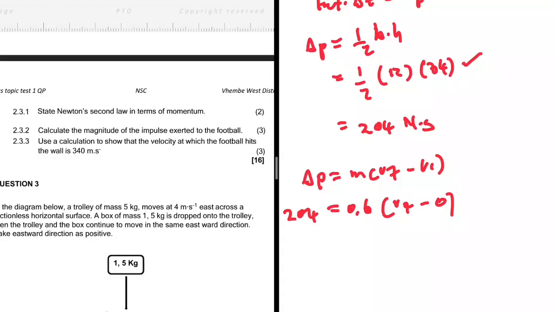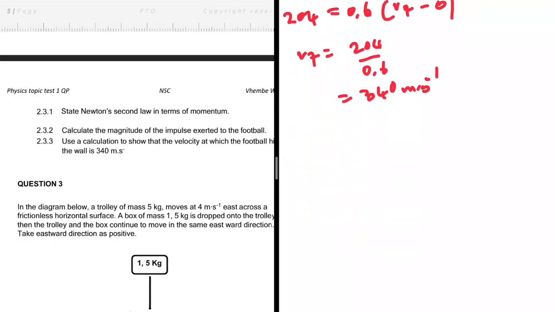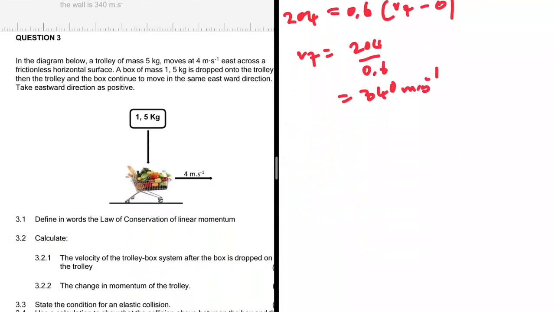Okay, so it's just a matter of dividing both sides by 0.6 in order to find vf. So vf is equal to 204 divided by 0.6. This is 340 meters per second. Somewhere close to the speed of sound in air. But anyway, let's take a look at question 3.